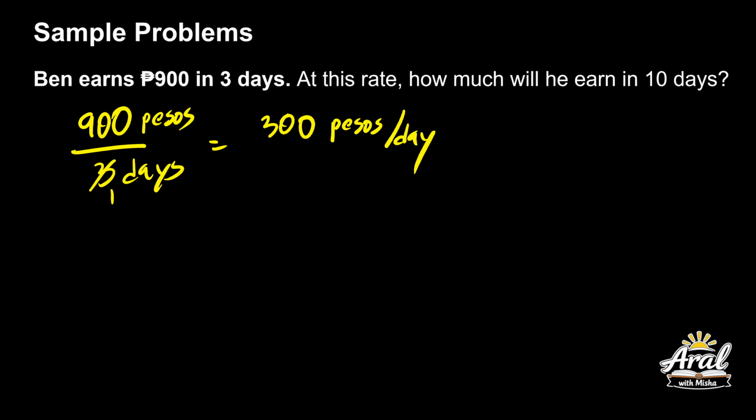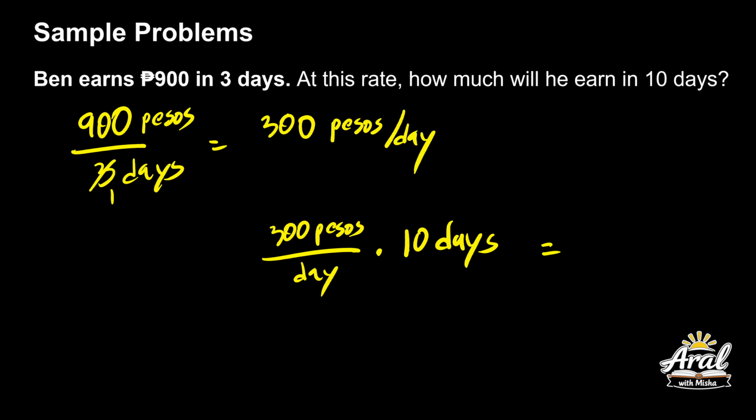So, how much will he earn in 10 days? So, multiply this by 10. Para mag-cancel out, pakita ko sa inyo, 300 pesos per day. Multiply that by 10 days. Kung magkano daw yung kikitain niya in 10 days. So, yung day, mag-cancel out. So, 300, multiply that by 10, that's 3,000 pesos. Okay? So, that's the answer, 3,000 pesos.